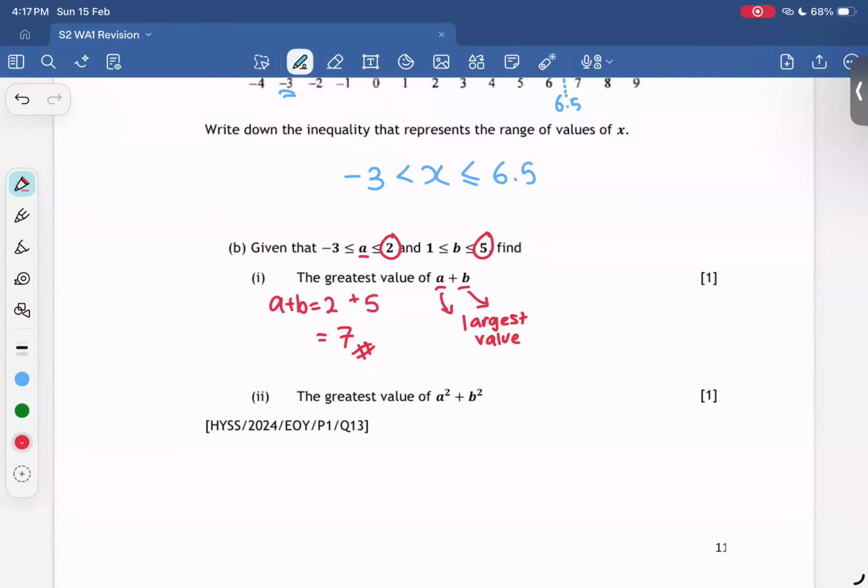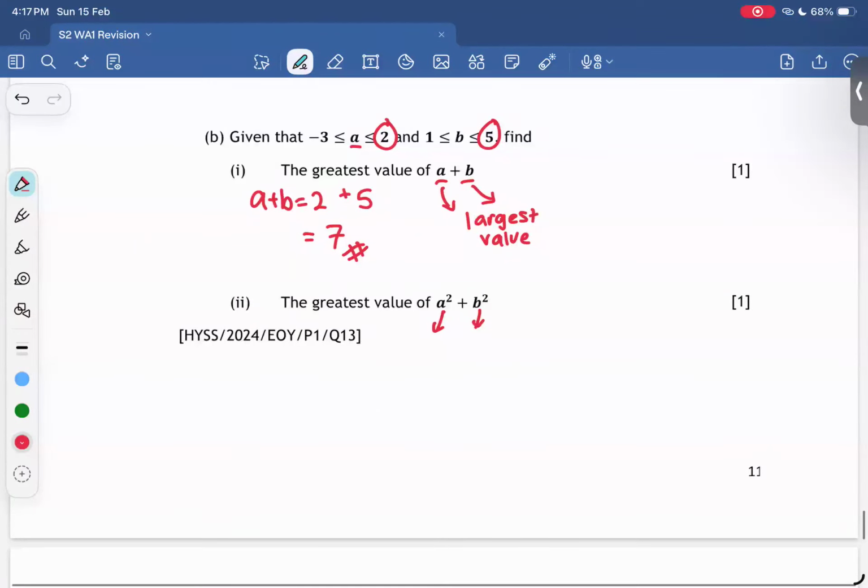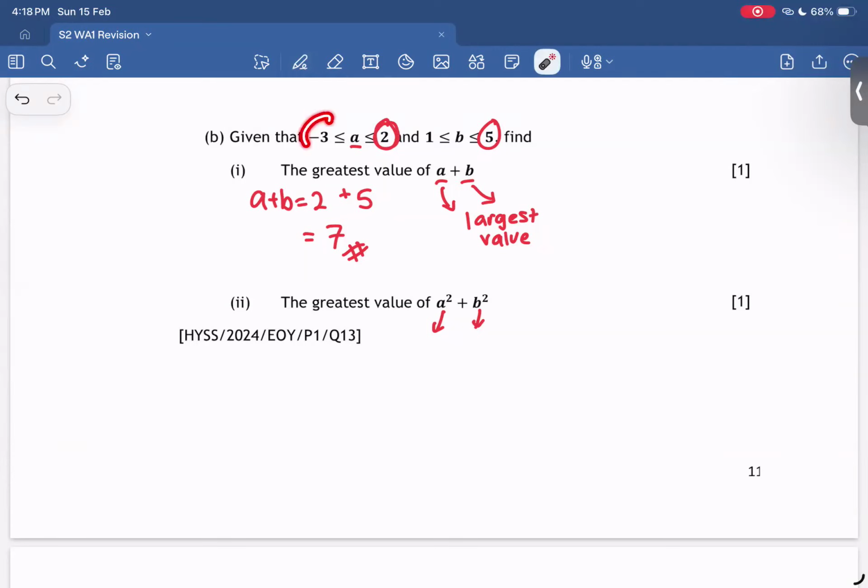Why? Because when you square something, whenever I square my numbers, any number which is negative will become positive. So for example, when I have negative 3 and then I square it, you will actually get 9. So negative 5 squared, I will also get 25. So I get a positive number over here. So what you need to pay attention to is, don't just focus on the largest number. You need to look at the largest value itself. So between 2 as well as negative 3, what is the largest value that I will get when I square it?